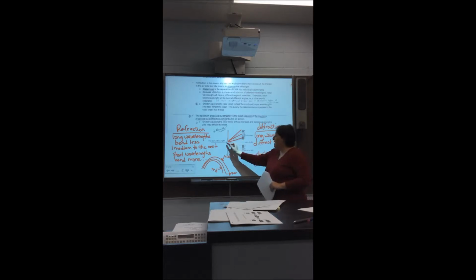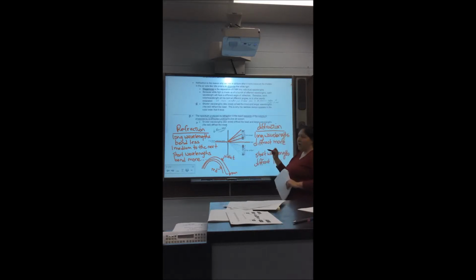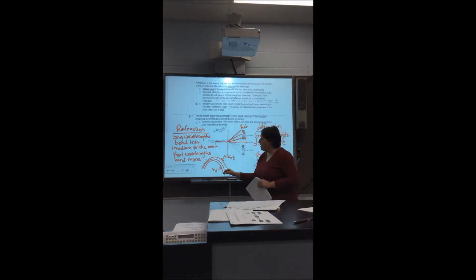this line, in comparison to the zero order or the central line, this is going to be red. It diffracts more, green in the middle, and violet will diffract the least in relation to the central line. That's really important.